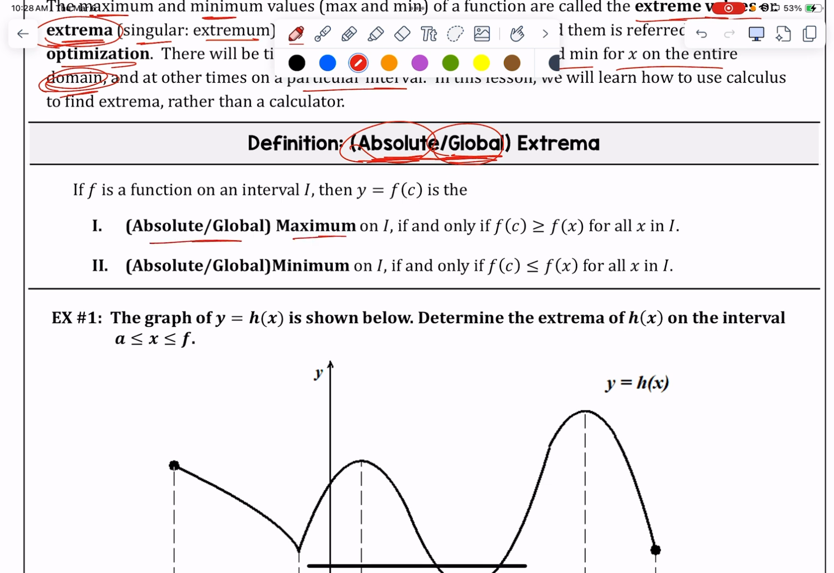All right, so absolute, global max. If you have a function on an interval I, from a to b, whatever, and y equals f of c, then f of c is the absolute max on the interval if and only if f of c is greater than or equal to f of x for all x in that interval. That makes sense, as long as it's the biggest one. If that y value is the biggest one on that interval, then it's the absolute max. It's the absolute min on I if and only if f of c is less than or equal to f of x on I. Does that make sense?